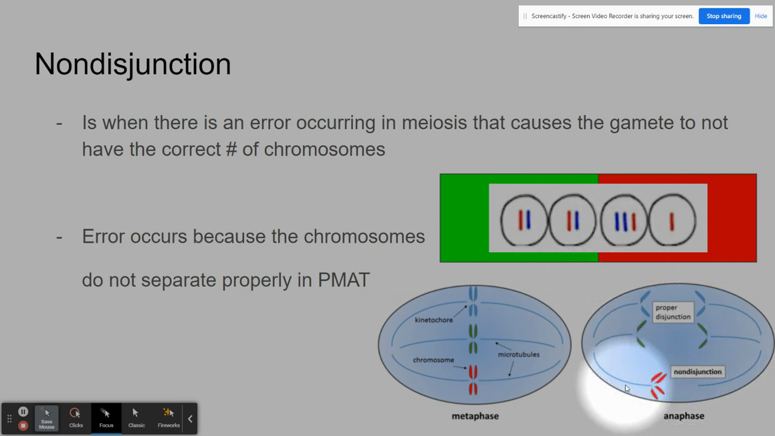However, if nondisjunction happens, then you're going to end up having the chromosomes not split apart. So those cells are not going to have an even number of chromosomes. So this one has too many chromosomes. The last one has too few chromosomes. And because they're not even, we're going to have some type of problems down the line because organisms either have too many chromosomes and they're making too much of something, or they have too few chromosomes and they're not having the directions of how to make something in our body, which is not good.